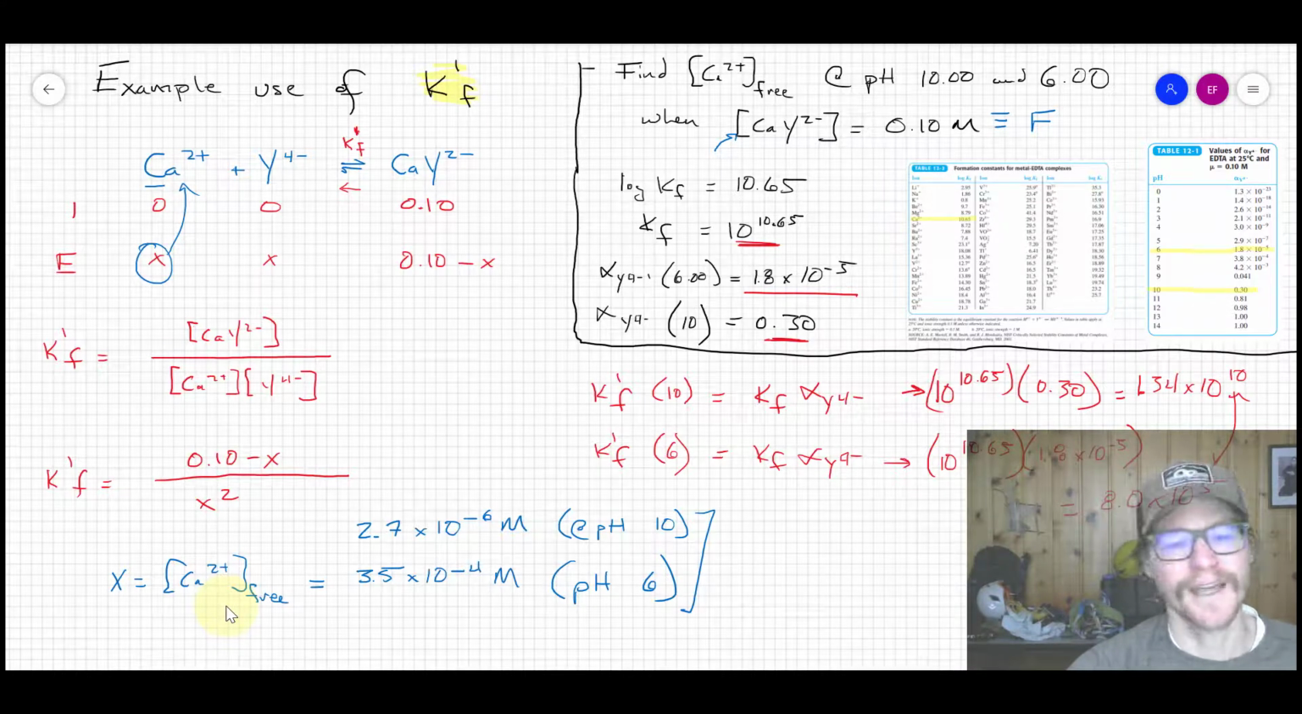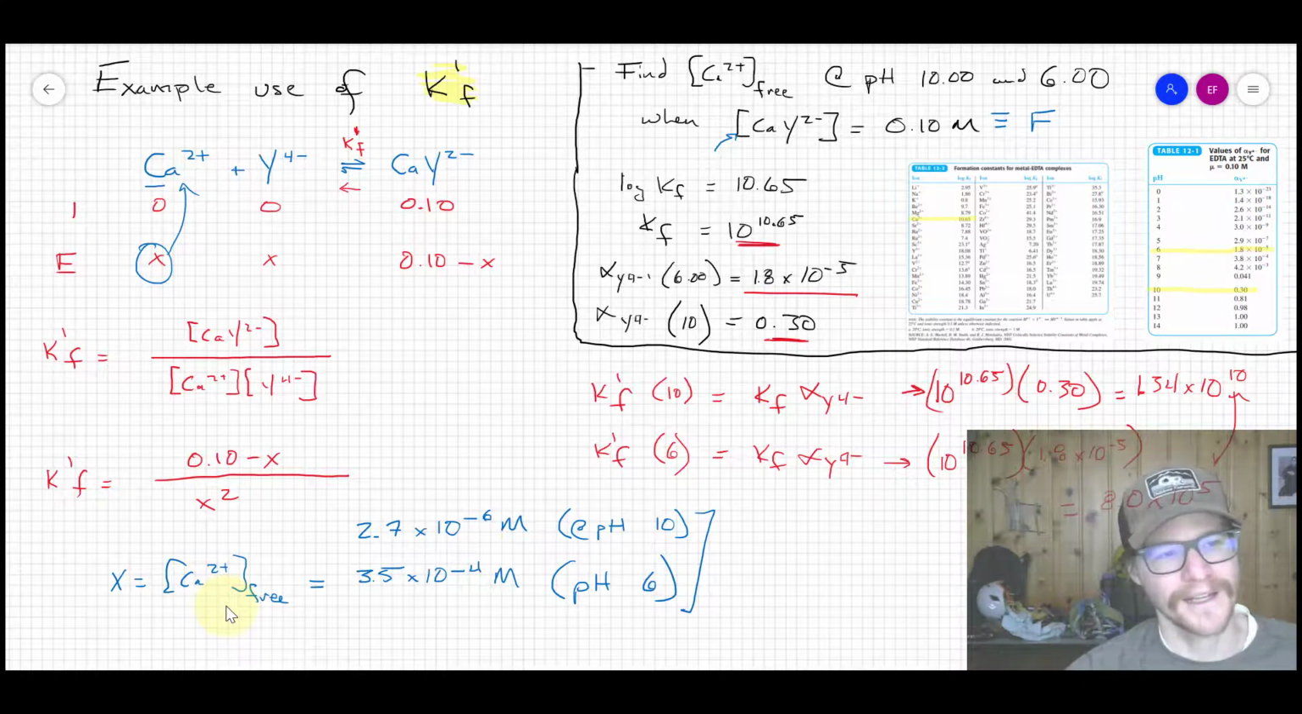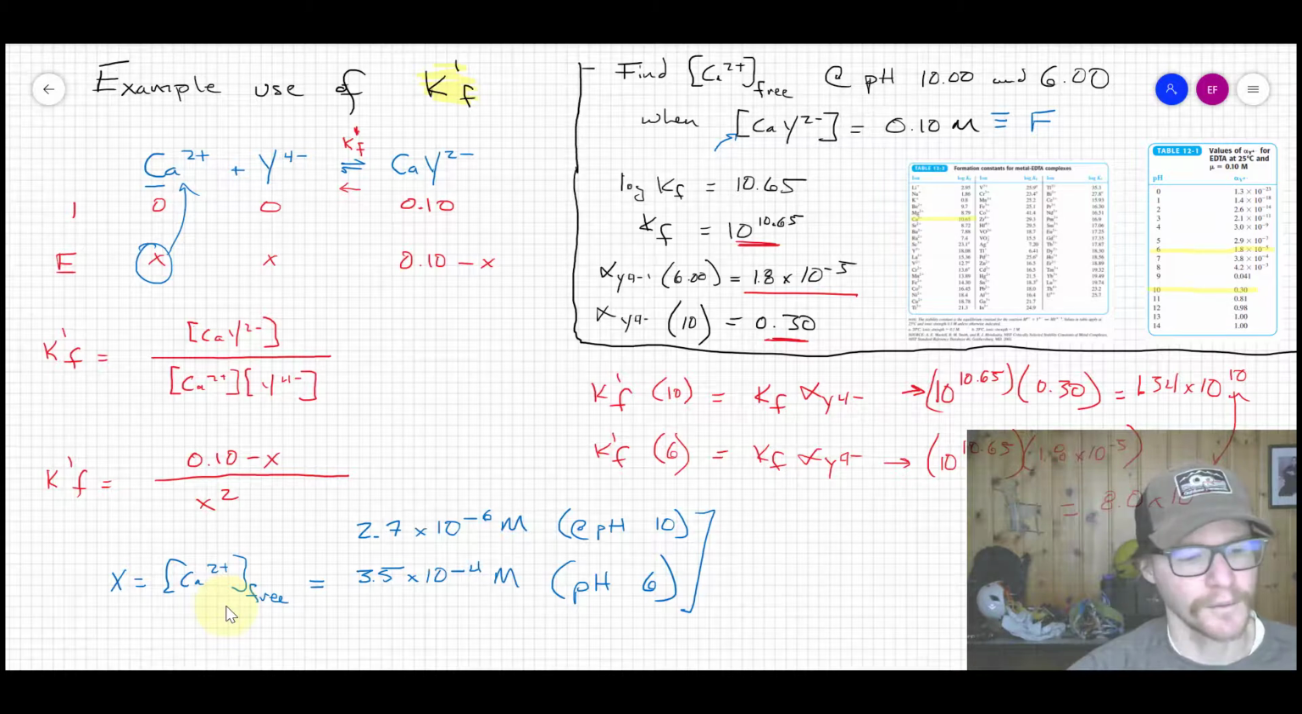Doesn't mean that calcium's not bound by other things, it is, but Y4 minus, because it's tetradentate and it's got the 4 minuses, is the strongest binding and has the largest Kf, and so the other species that are more present at lower pHs bind calcium less tightly, which means there's more of it freely floating around at that lower pH.